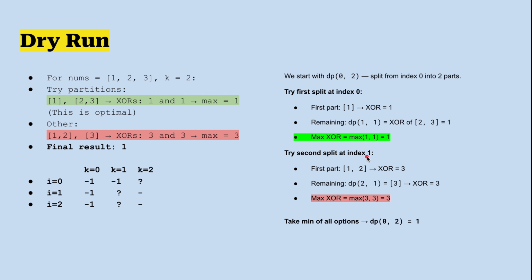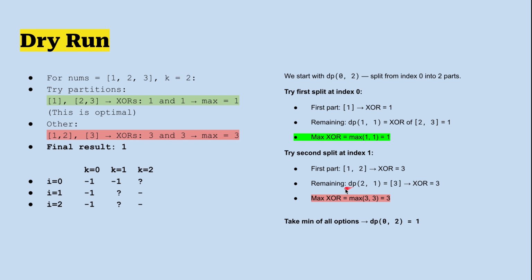Similarly, we'll try the second split at 1, because the first split we have checked. Now we will check the second split, right? So the second split will start from here. In this case, the first part is 1, 2. You can see 1, 2. So what is the max that is coming? 3. Remaining is 2, 1. So we have taken 1, 2, right?